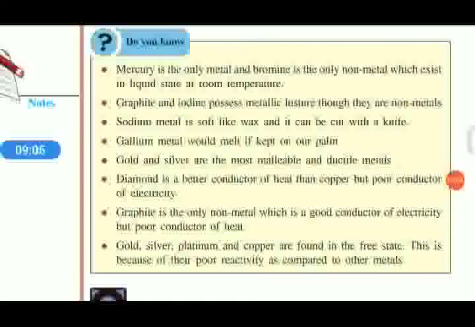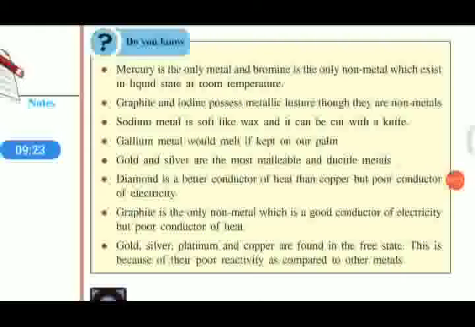Graphite and iodine possess metallic luster, though they are non-metals. Graphite and iodine both are non-metals, but they show metallic luster, a shining property.